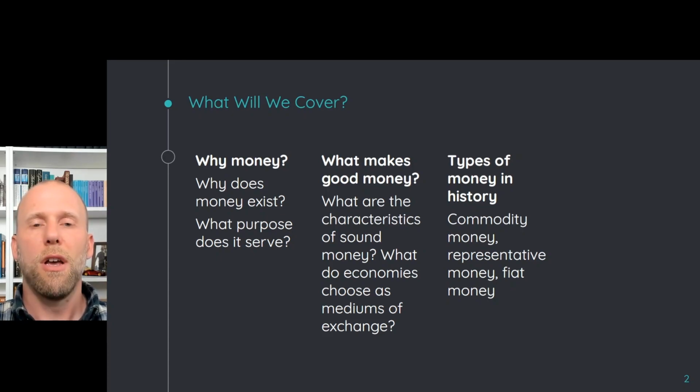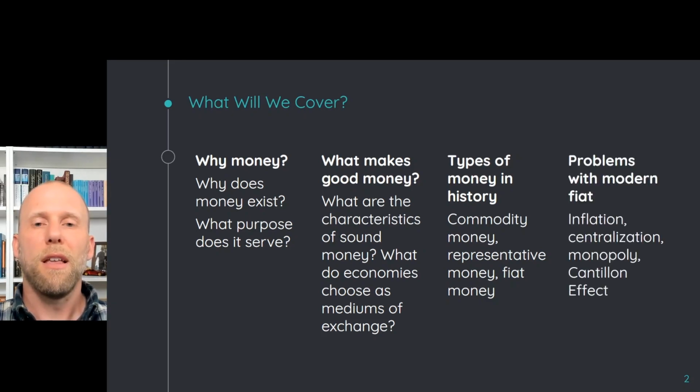And we're going to talk about the progression of different types of money. So there's commodity money, representative money, and fiat money. Those are all very different. And it's very important to understand those differences and understand what kind of money you are currently using. And lastly, we're going to talk about the problems with modern fiat money, which is the regime we're currently under. We're going to talk about inflation, the centralization of control, monopoly, some other topics that are really important. So this is a really good, robust explanation and history, if you will, of money.